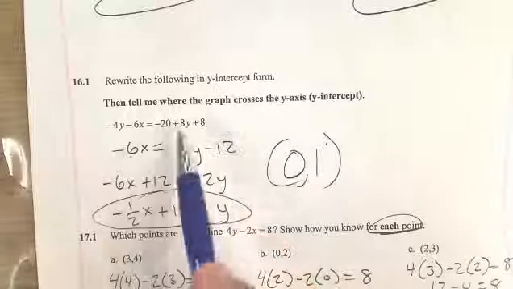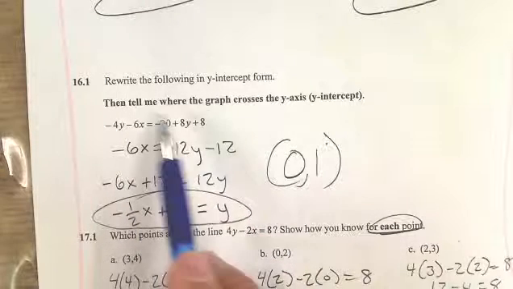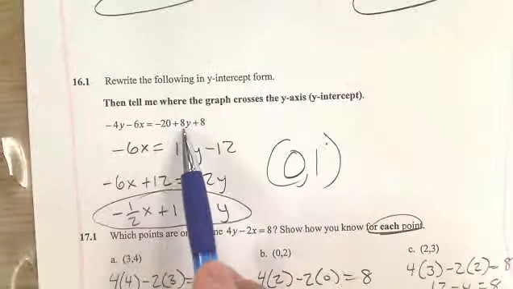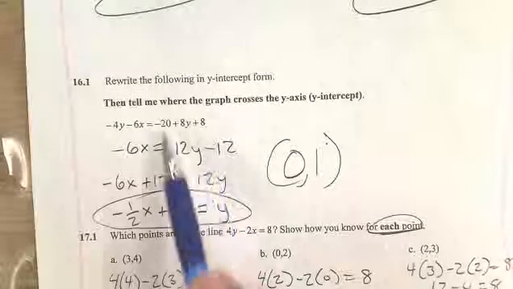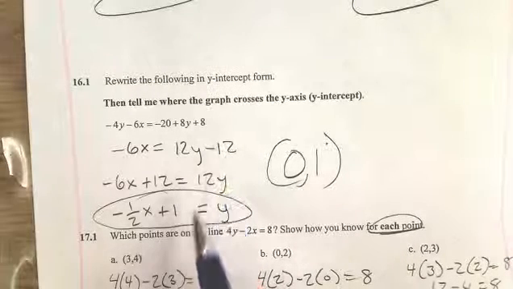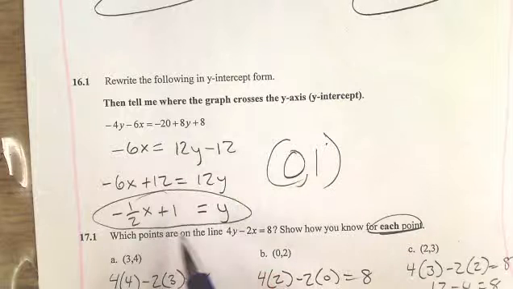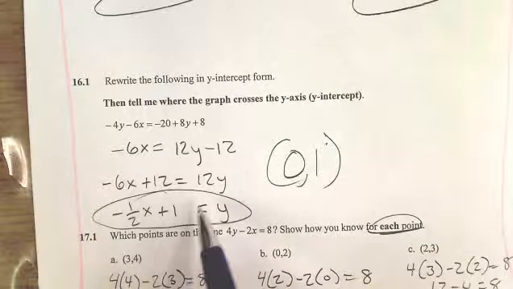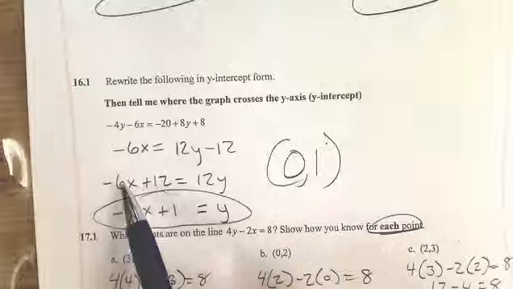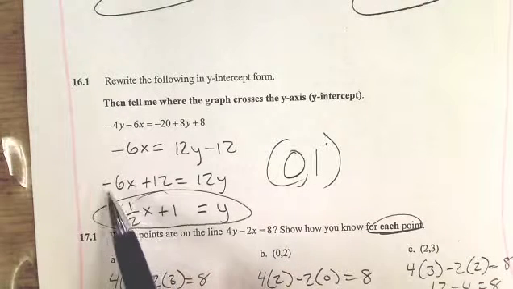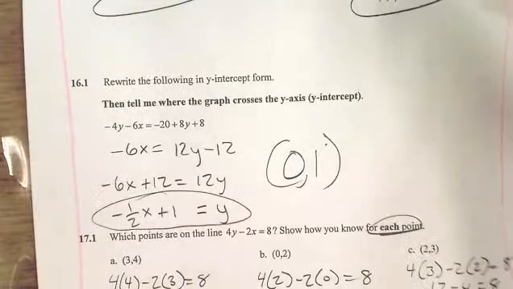Y equals form, so I want all the y's on one side, all the x's on the other. I decided to put all my y's on this side. So I added 4x to each side, or 4y, excuse me. That's how I got the 12y. Combine like terms. I want to get this guy by himself, so I added 12 to each side. Then I divided by 12 to get the y by itself. 6/12 is 1/2. Still going to be negative. And it asks you what's the y-intercept. It's at (0, 1).